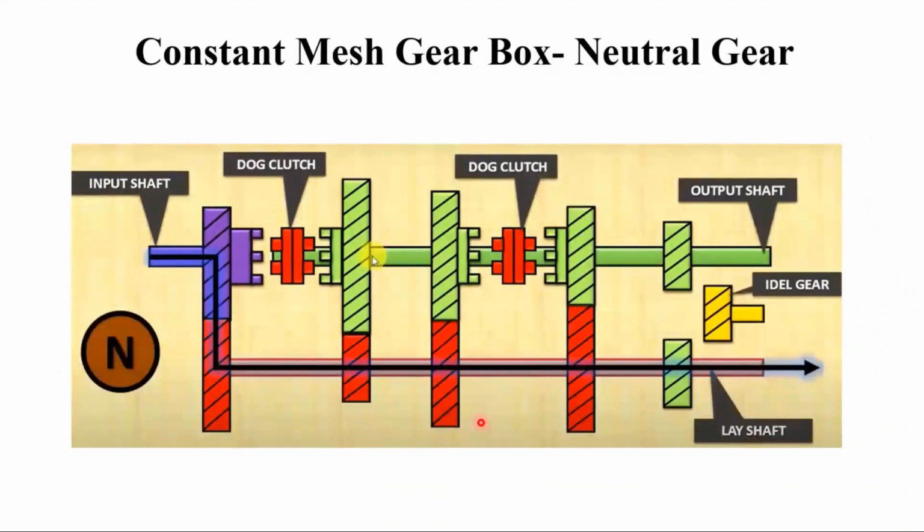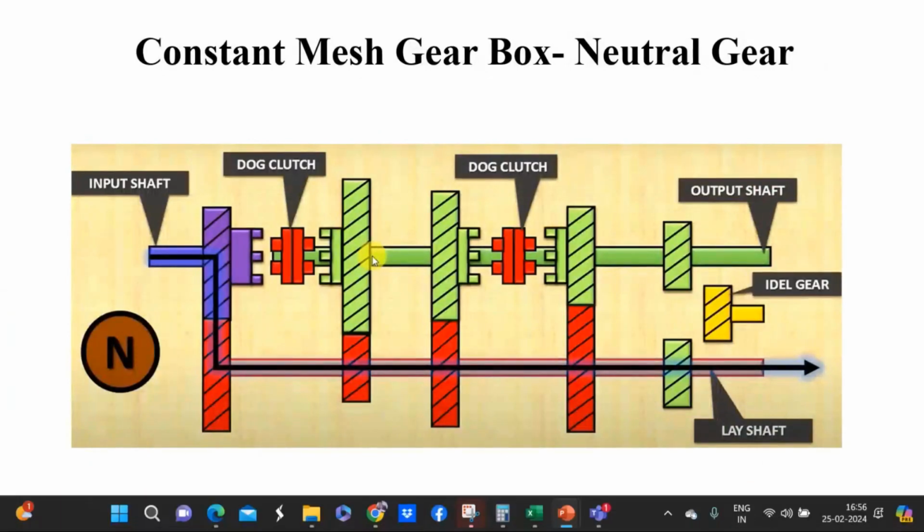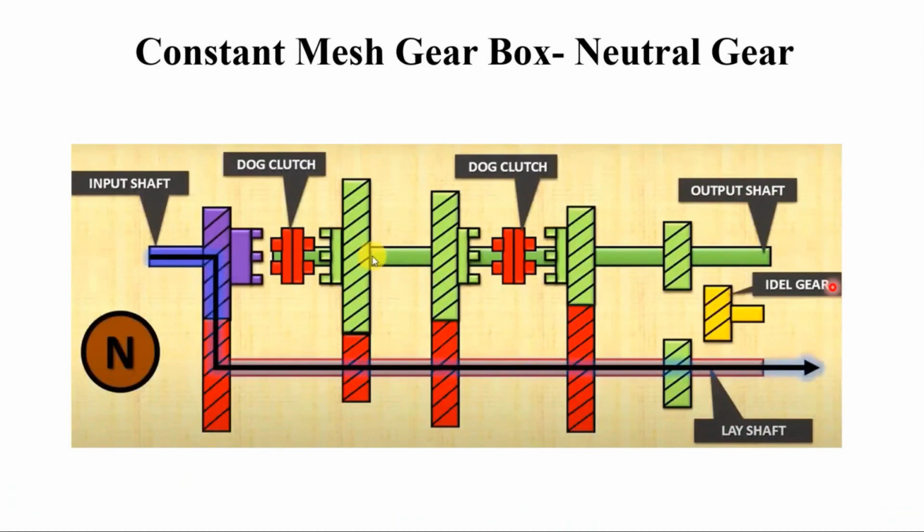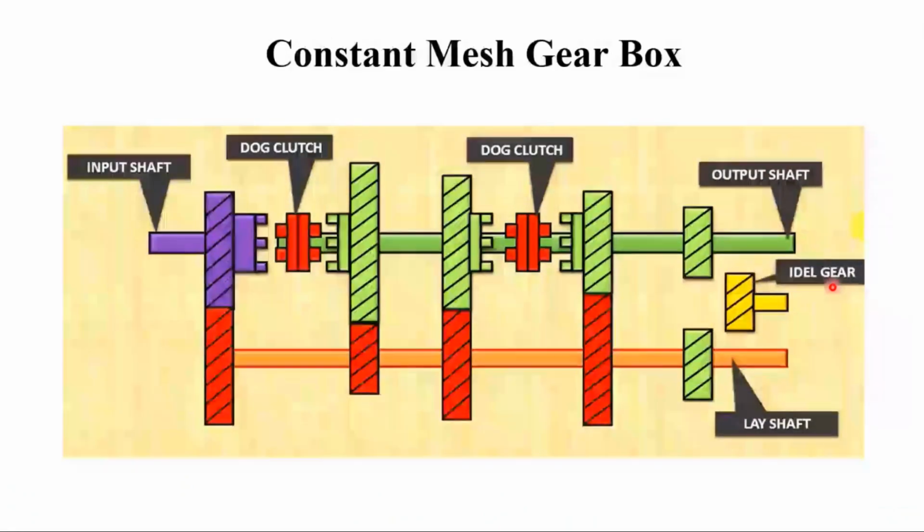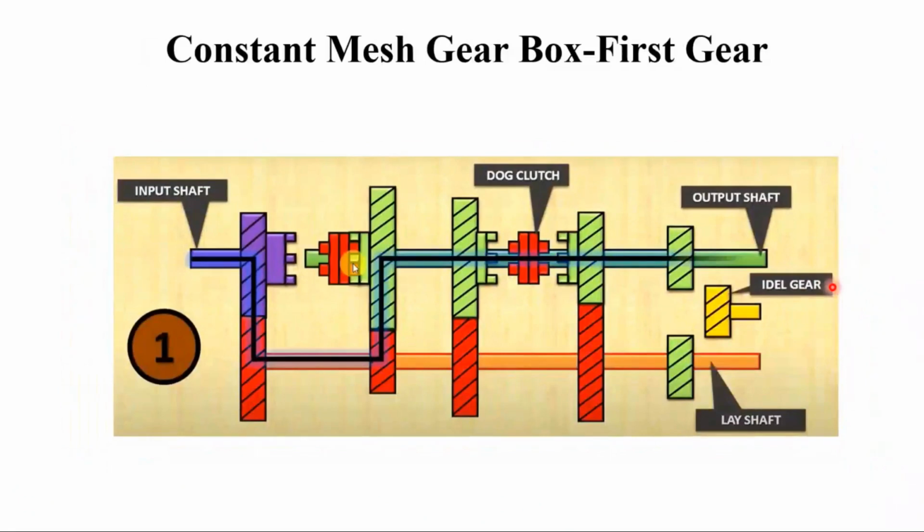So this is the neutral gear. In neutral, this is the input shaft and it goes to the lay shaft. There is no contact between the input shaft and the output shaft, or the lay shaft will not connect to the output shaft in the case of neutral gear. Now let us go to the first gear. The power flows like this, and it moves in this way.